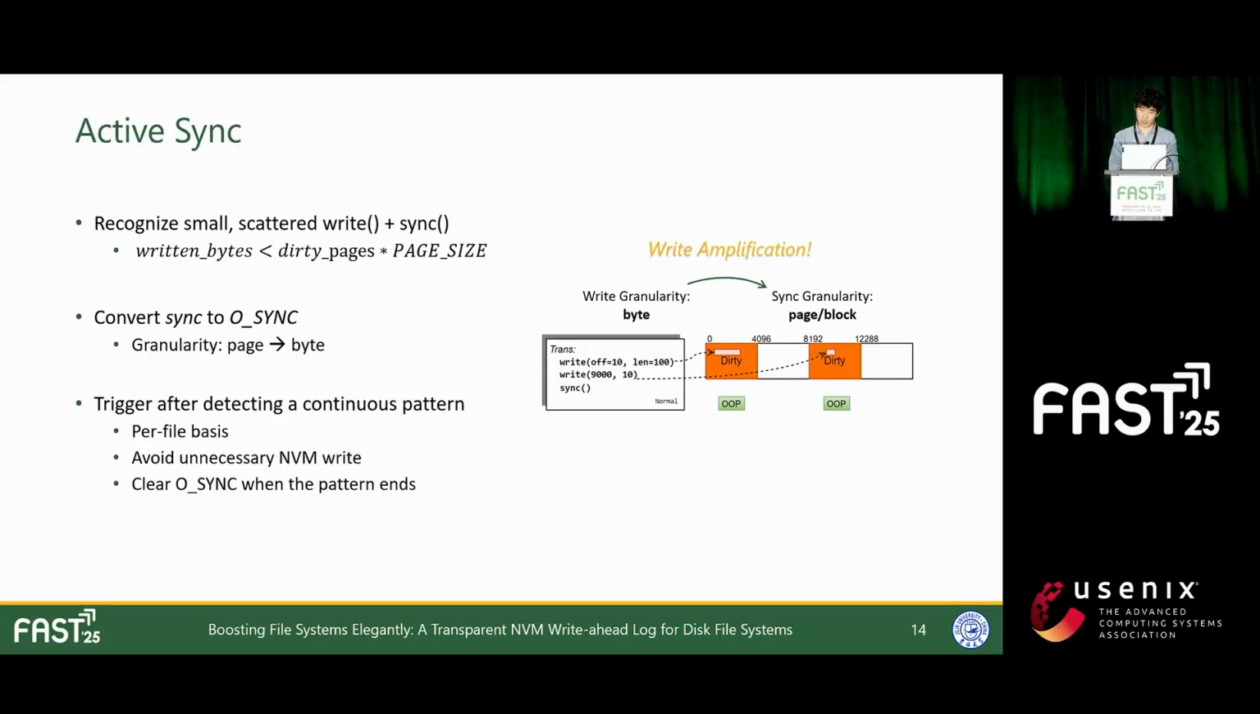So from this observation, our idea is to predict the file's sync pattern and proactively mark or clear the sync flag for each file. By this active sync mechanism, when continuous small scattered sync writes happen on a file, NVLog can absorb most of them with a finer granularity.